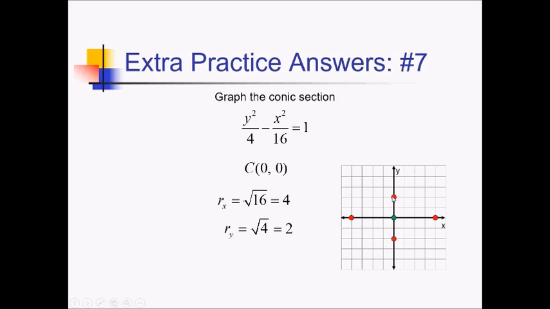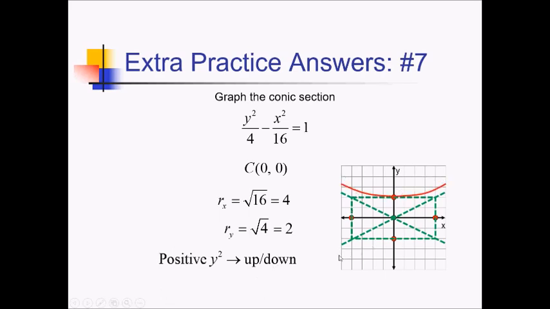Now with a hyperbola, we draw a box using those points as the midpoints. And then for the asymptotes of the hyperbola, we draw those through the corners of our box. So there's one, there's another one. And now we have to figure out, is this an up-down or a left-right hyperbola? Based on the fact that the y squared is the positive fraction, this is going to be an up-down hyperbola. So we have a branch up here and another branch down here, following the asymptotes going through those points.